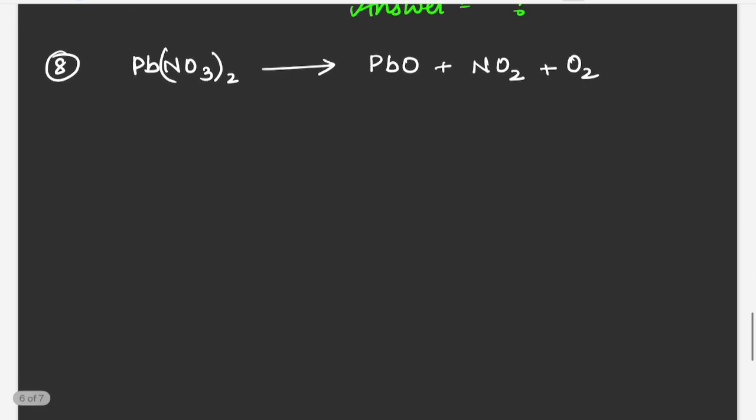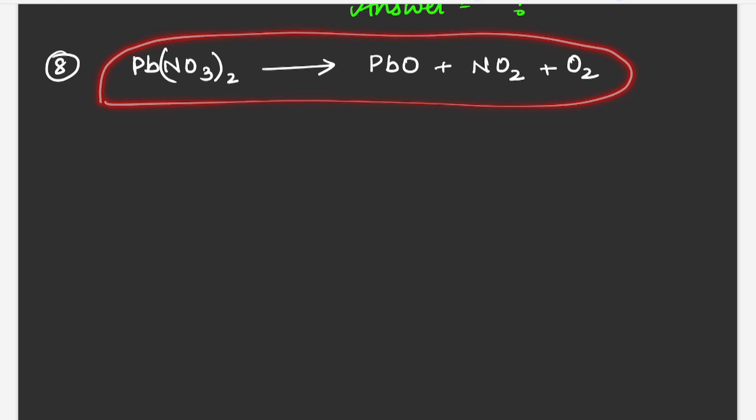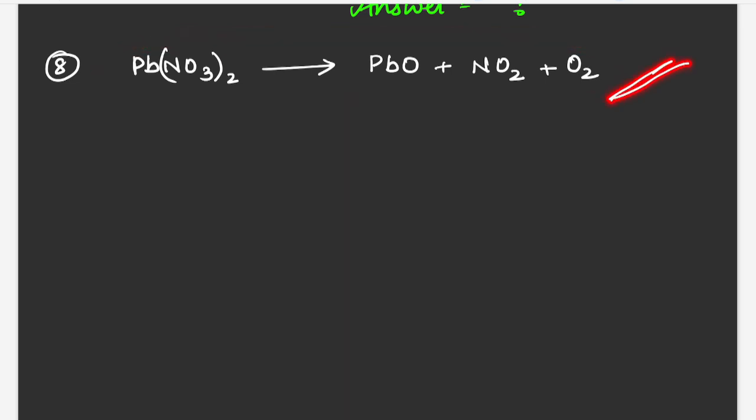Next we will go for the 8th one. Students, this is very, very important. These questions are often asked in your board examination. Write the balanced equation for the given equation. Let us try to balance this. First, the metal, we have lead. On both sides, let us check how many lead atoms are present. Here 1, and here also we have 1. So it is balanced. Next we have to balance nitrogen.